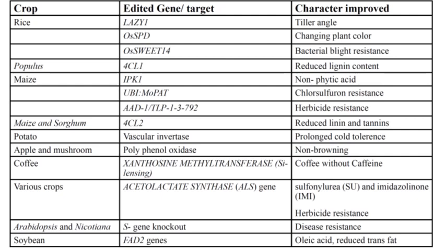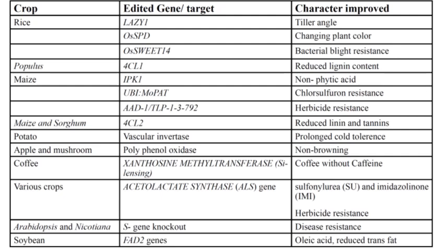Then in potato, the vacuolar invertase enzyme was targeted to give prolonged cold tolerance. In coffee, there is xanthosine methyltransferase silencing mechanism that produced coffee without caffeine. This is a major breakthrough in the field of science, because caffeine causes several difficulties in the body, like it may cause severe headache or many problems like nutritional imbalance or mineral deficiency.